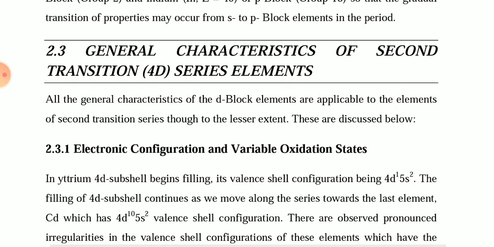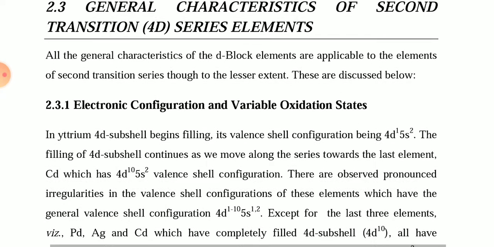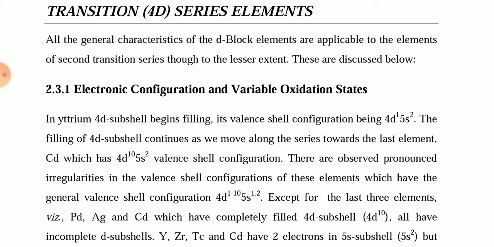What are the general characteristics of the second transition series elements? First is the electronic configuration and variable oxidation state. As we know, the variable oxidation states are shown by the first transition series, and the second transition series also shows variable oxidation states. The 4d subshell is being filled, its valence shell configuration being 4d1 5s2. The filling of the 4d subshell continues as we move along the series towards the last element, cadmium, which has a 4d10 5s2 valence shell configuration.